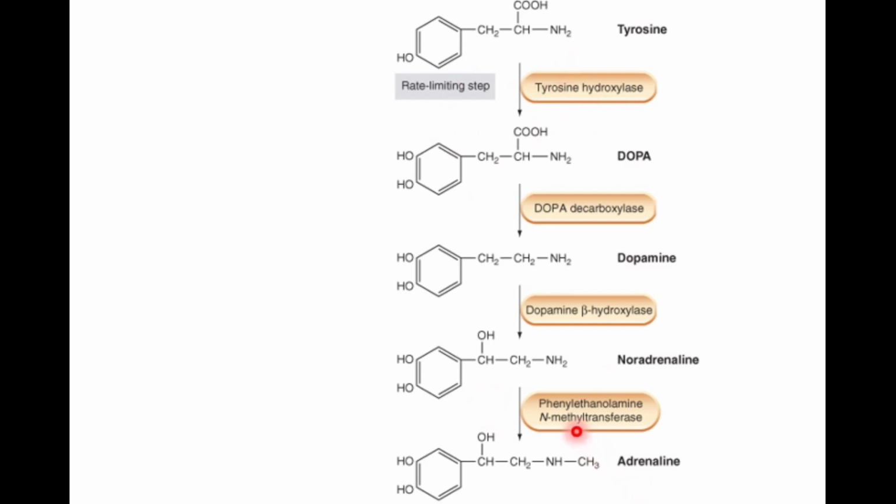This figure illustrates biosynthesis of noradrenaline and adrenaline, as I explained in the previous slide. The adrenal medulla possesses an additional enzyme for converting noradrenaline into adrenaline. It's called phenylethanolamine N-methyl transferase.